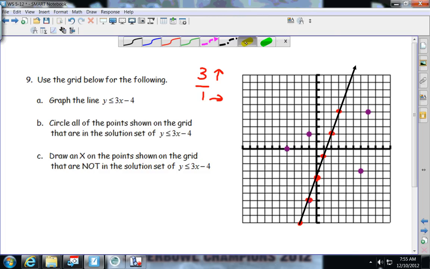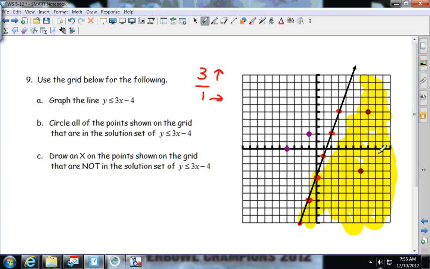And now I need to figure out where to shade. It is less than. So I'm going to shade down here, because if I went to the y-intercept and drew a line down, this is the side. So everything in this shaded area is a solution.